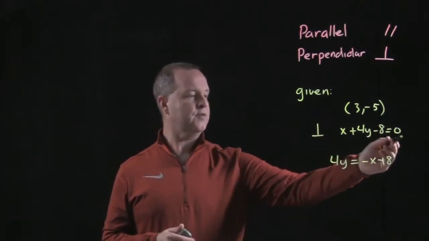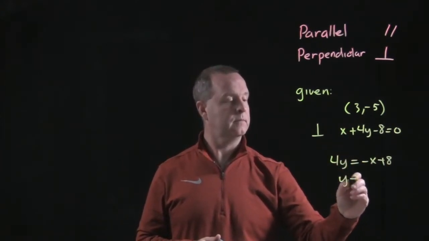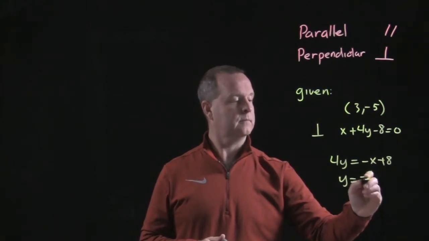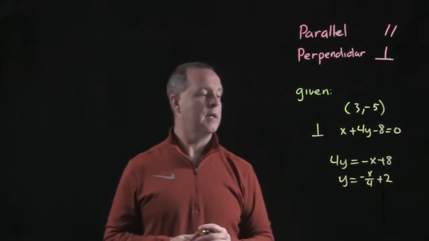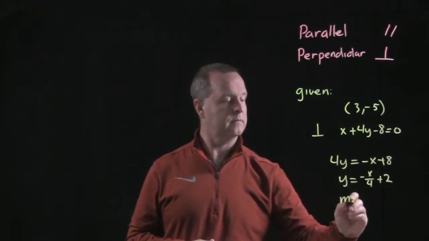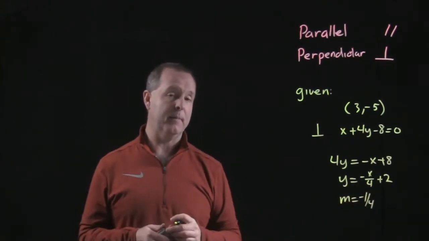Make sure I subtract x from both sides and add 8 to both sides. Divide both sides by 4. And the slope in this one is -1/4. So I have the slope of the given line.